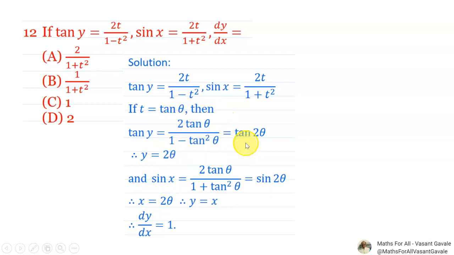And what will be its value? It is tan of 2 times theta. That is, tan of y is equal to tan of 2 times theta. Tan cancels. Then you will get here that angle y is equal to 2 times theta. Next, sin x is equal to 2 times tan theta upon 1 plus tan square theta. Overall, you will get here sin of 2 times theta. Again, x is equal to 2 times theta. So y is equal to 2 times theta, x is equal to 2 times theta, and overall you will get here y is equal to x, and differentiate this with respect to x. Therefore dy by dx is equal to 1, and therefore the option C is correct here.